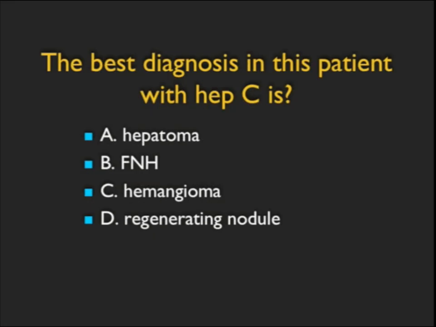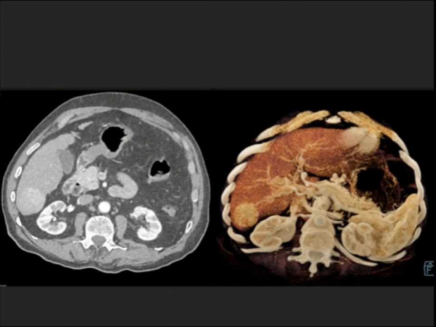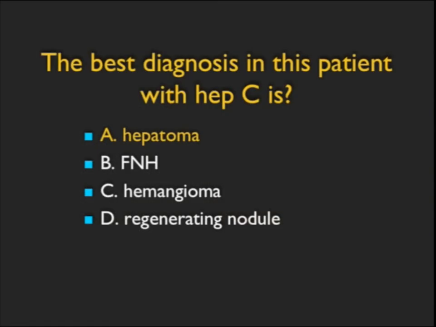The best diagnosis in this patient with hepatitis C, vascular lesion, right lobe of liver, cirrhotic liver, beautifully shown axial and cinematic. At the end of the day, when you have hepatitis C, cirrhosis, and you have a vascular mass, it's not going to be a hemangioma. Regenerating nodules typically are multiple and smaller, and FNHs are vascular, but when you've got that hep C, you better be thinking hepatoma, and this was hepatoma.